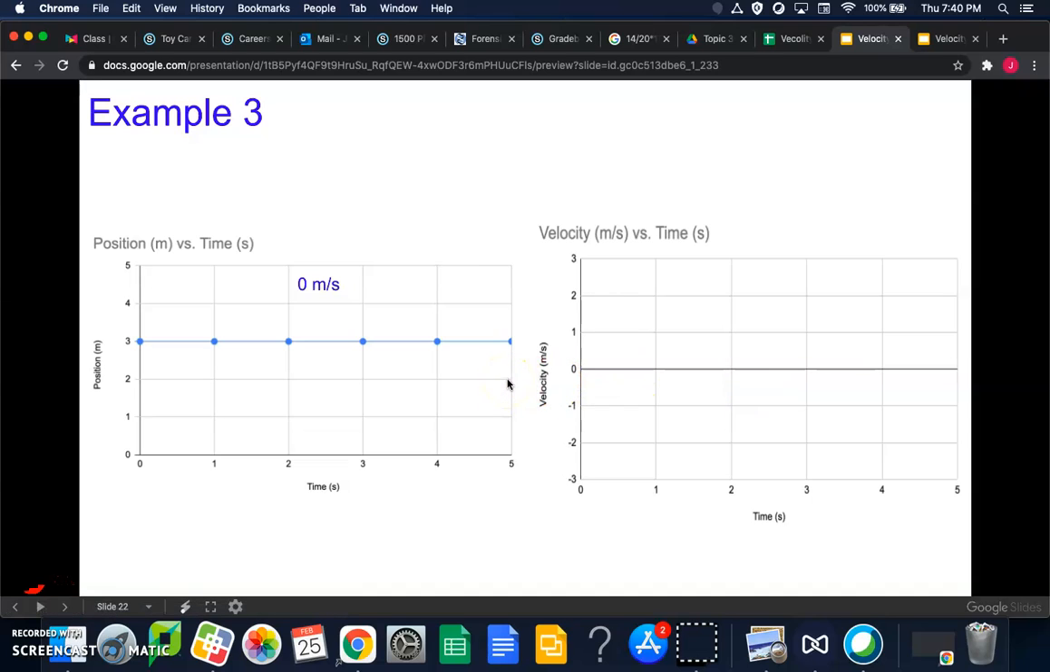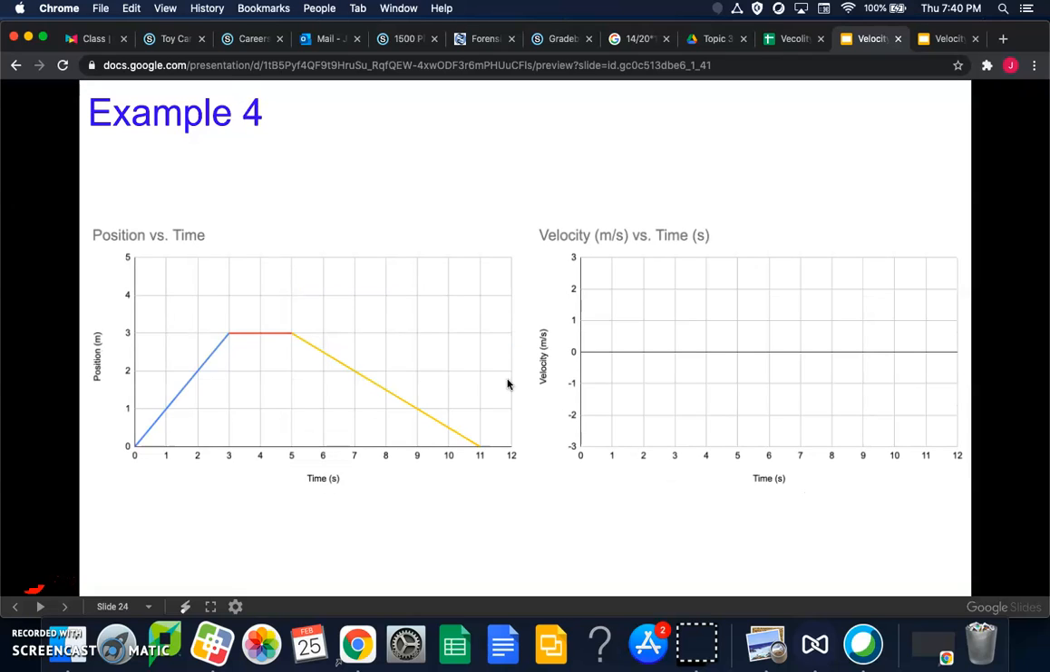Okay, so now let's do a little bit more complicated example. So this one, example 4, we've got a plot, and we can see that there's a couple different segments on there where we've got an object moving at a constant velocity. So we're first going to calculate the velocity of this first segment, this blue segment right here.